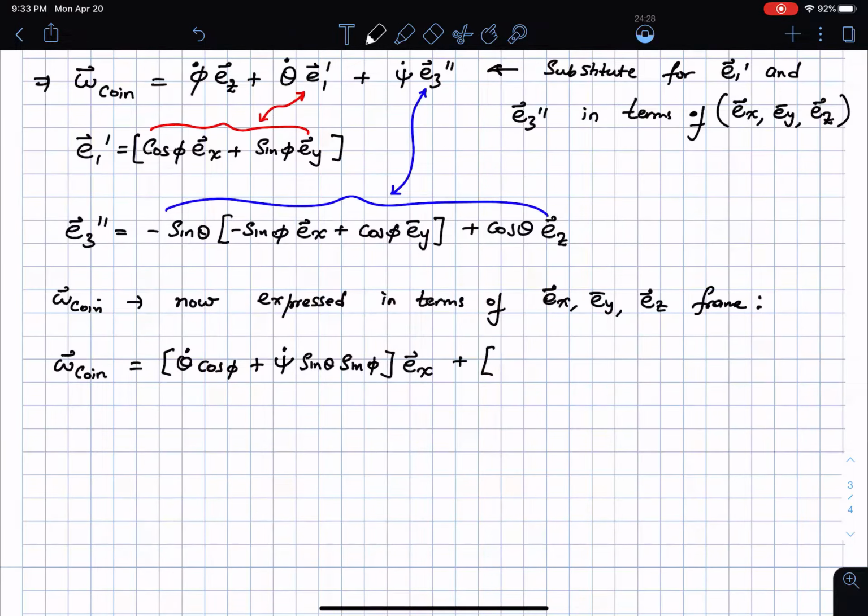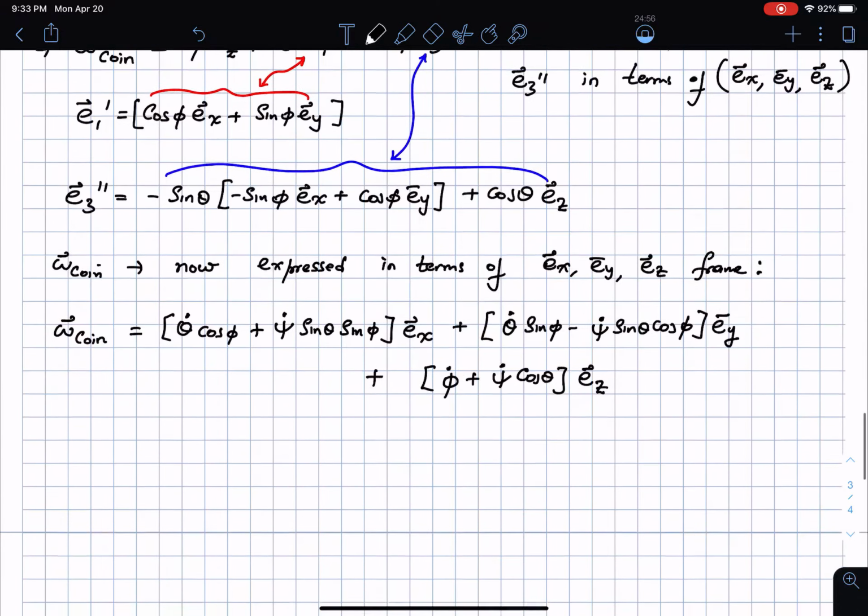Then it's going to be theta dot sine phi minus psi dot sine theta cos phi in the Ey direction, and then plus phi dot plus psi dot, let me write that properly, psi dot times cos theta, Ez.